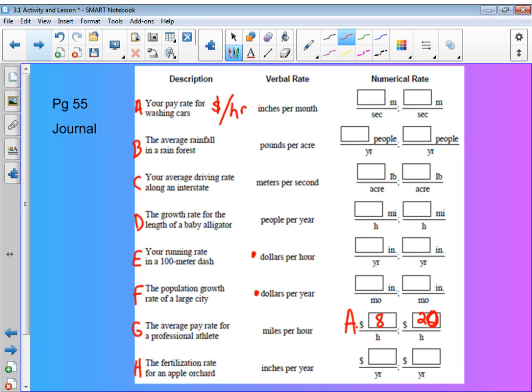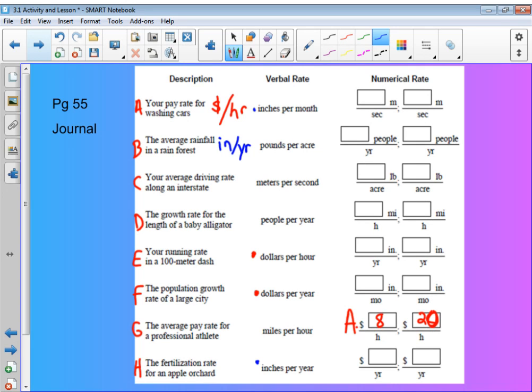Okay, so let's try letter B. We have the average rainfall in a rainforest. Rainfall is usually measured in inches. So if we find something that involves inches, this time I've got inches per month, and down here I have inches per year. Usually when you talk about rainfall in a certain area, you think of annual rainfall, so that would be per year. So for this one, let's do inches per year.